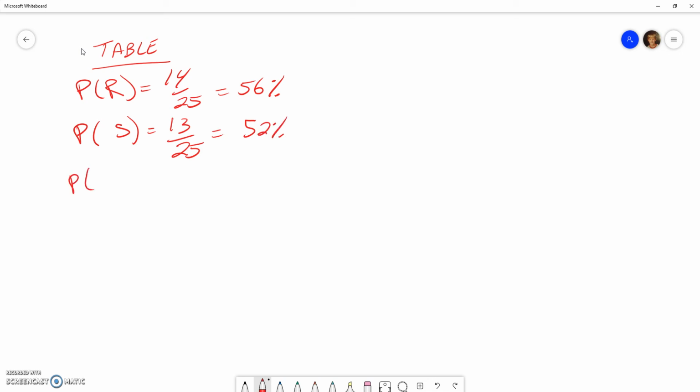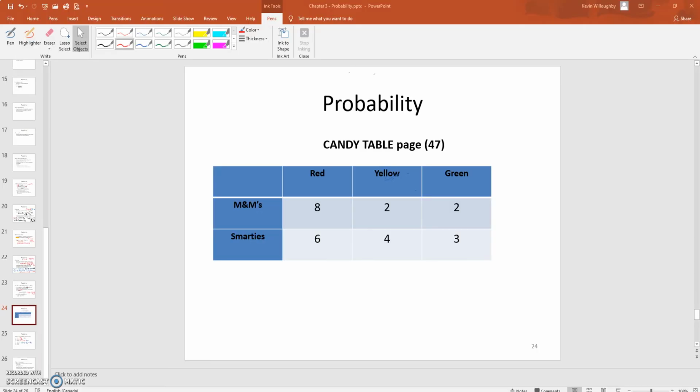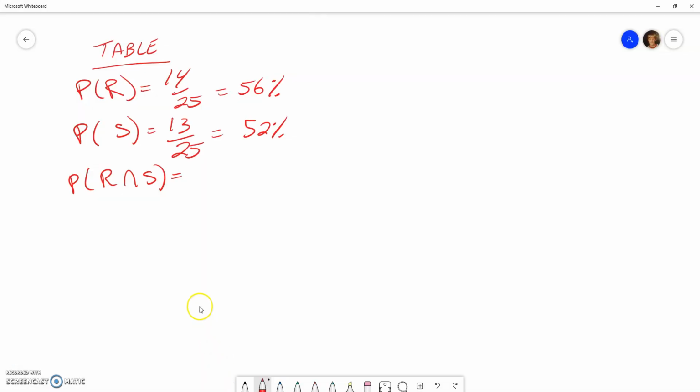And then the probability of red and Smartie, this is something we find in the table as well. Red and Smarties is 6, right in here, this number here, 6 out of 25. Go back in here and write this down: 6 out of 25, which equals 24%. So this information here is given to you from the table.